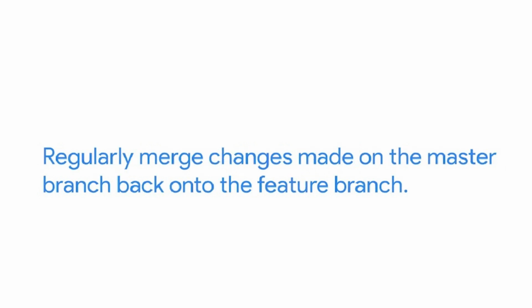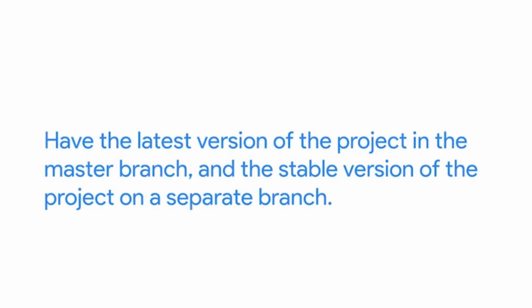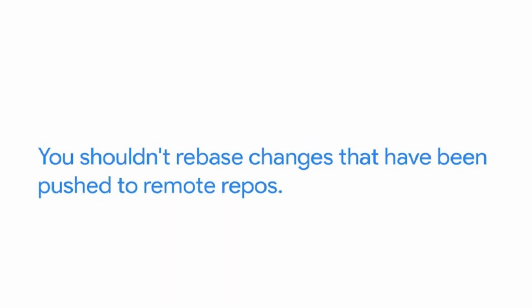It'll make the final merge of the feature branch easier. It makes sense to regularly merge changes made on the master branch back onto the feature branch. This way, we won't end up with a huge number of merge conflicts when the final merge time comes around. If you need to maintain more than one version of a project at the same time, it's common practice to have the latest version of the project in the master branch and a stable version of the project on a separate branch.